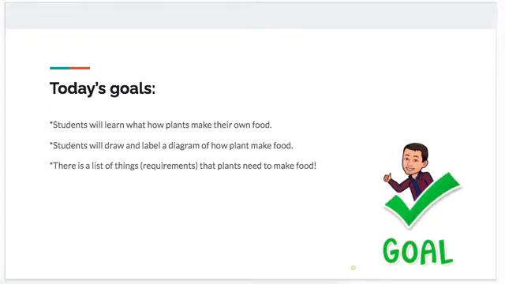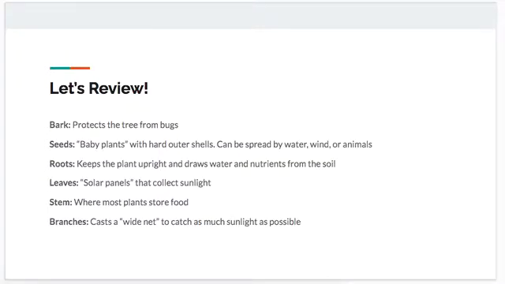We're also going to be learning about a list of things that the plants need to make food. So that's the other thing that we're going to learn today. So let's review real quick, okay? I know there's been a lot of stuff that we haven't talked about for a little while, but here's a basic rundown of what we learned prior to today's lesson.